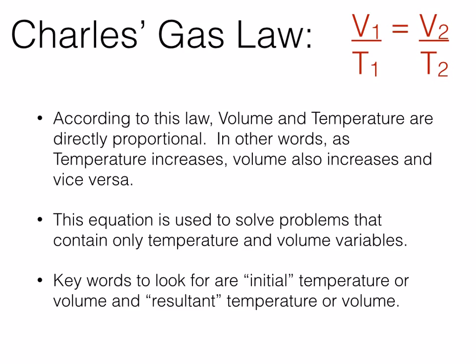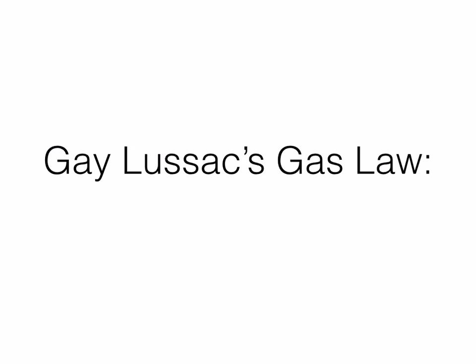The next equation that we're going to look at is Gay-Lussac's Law. In this law, we have an equation that involves two variables, pressure and temperature, and it looks like this: pressure divided by temperature is equal to a constant K. This constant is something that we calculate ourselves, by taking the pressure and dividing it by the temperature.